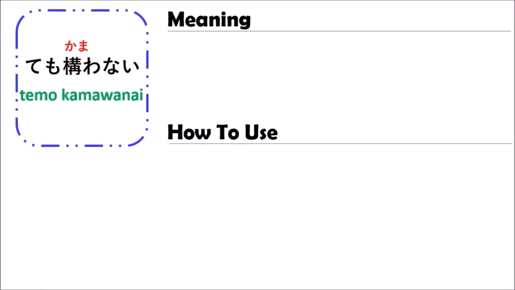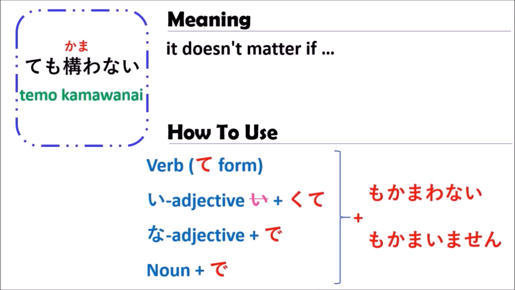Temo kamawanai has a meaning that it doesn't matter if something happens. In Japanese, when you use the grammar of Temo kamawanai, you can use it with a verb, an adjective, and a noun. For the adjective, you can use it with both na-adjectives and i-adjectives. But when you use the verb, you should change the verb to the te form.